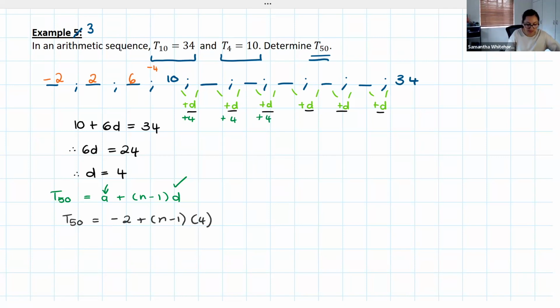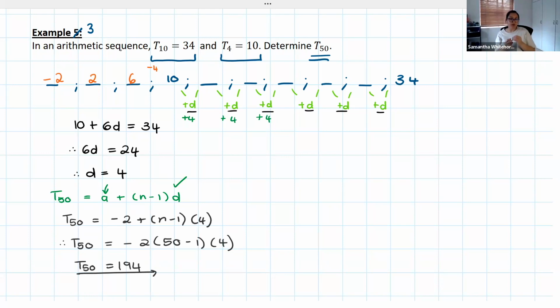We're solving for n, which means that when we're solving for t of n, or term 50, remember that means my n value would have to be 50. Then you just chuck that into a calculator and work out your answer. So the value of term 50 here is equal to 194.